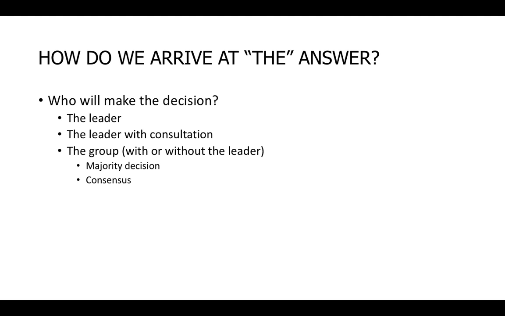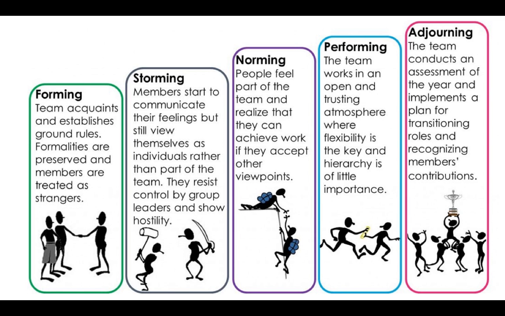Is it the leader who makes the decision, but they have some consultation from the group? Is it the group with or without the leader? Do we use majority decision, which is a decision often made by vote, where if more people say that should be the case, then that's the case? Is it by consensus, where it's a choice that all group members will agree to, to the best of their abilities, on one option? These are questions that we have to figure out, and we figure them out through the group process.